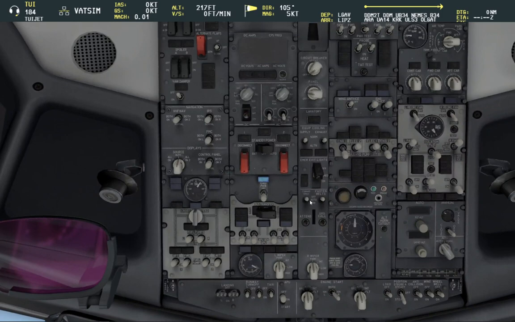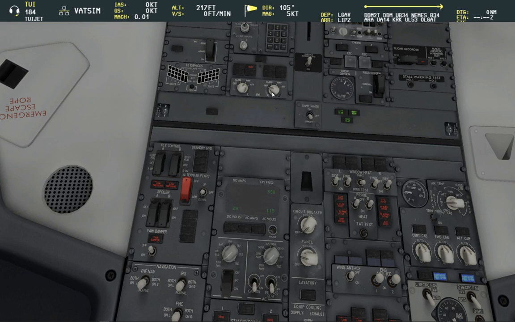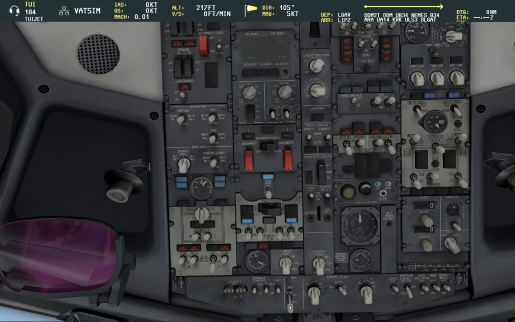Battery, ground power, emergency lights armed, IRS. Okay, all doors and hatches are closed, ready to connect. Start the APU, cruising level 340. Auto open and APU valve on.